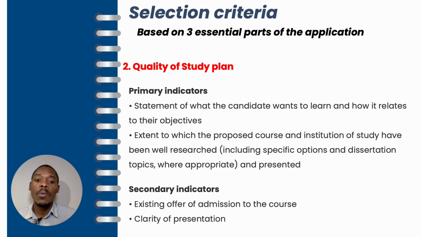And the secondary one will be an existing offer. So in this case, if you've already applied, you have an application number, and you've clearly presented your essays and everything in your application, then that is going to act as secondary.